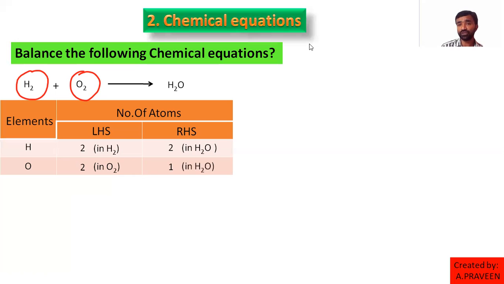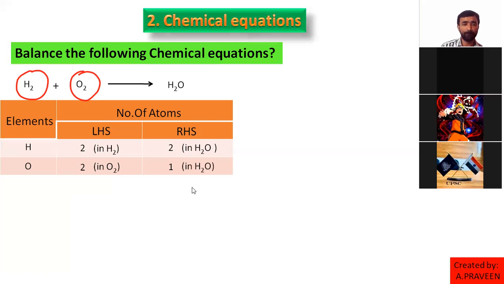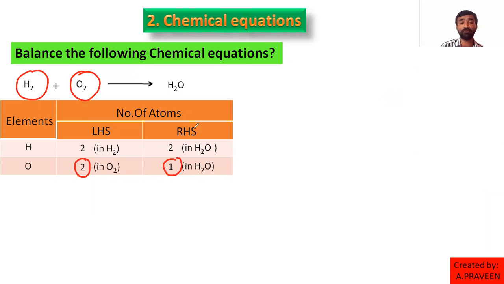Is it a balanced equation? Check that table. No, it is not a balanced equation. We have a difference in individual atom counts here. See here, oxygen 2, oxygen 1. So the reactant side and product side counts are different, so it is against the law of conservation of mass. To satisfy that, I need to change the count of oxygen atoms in H2O.